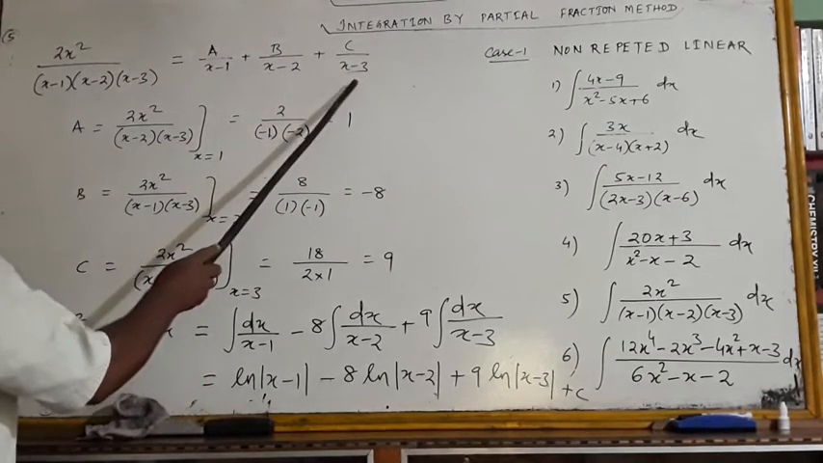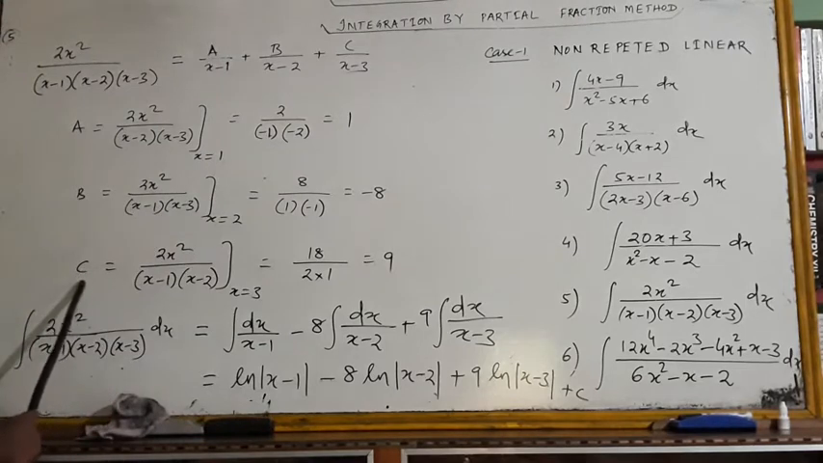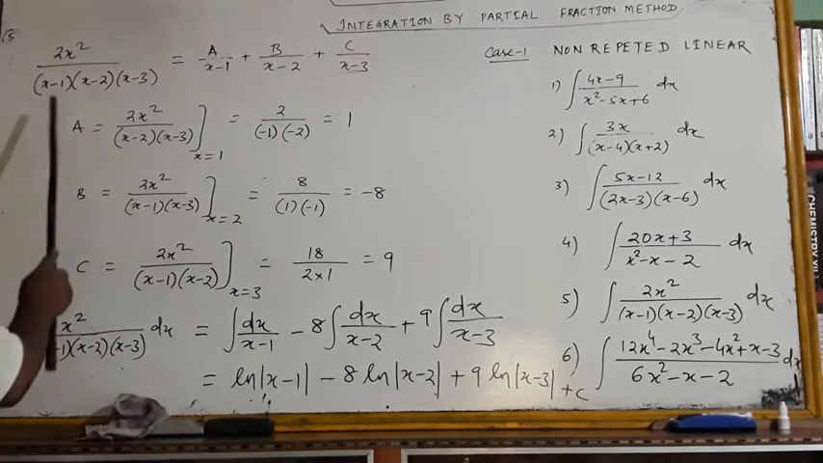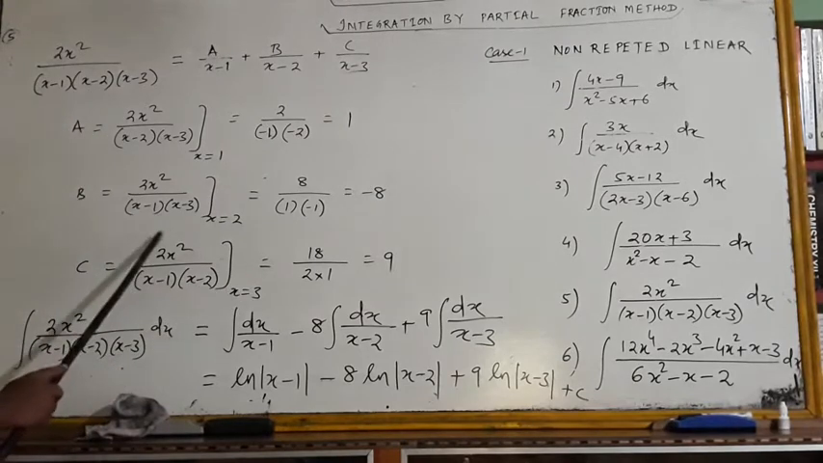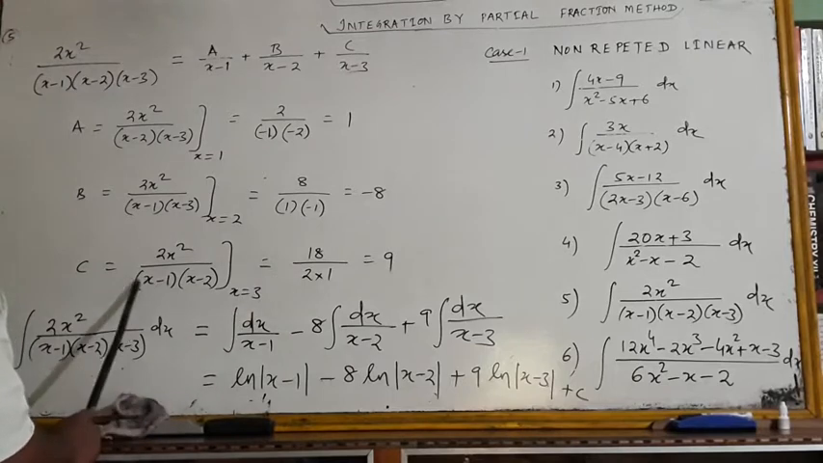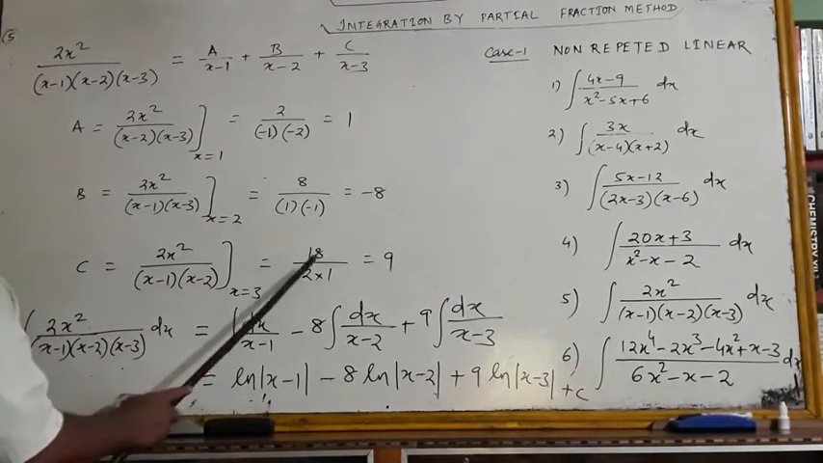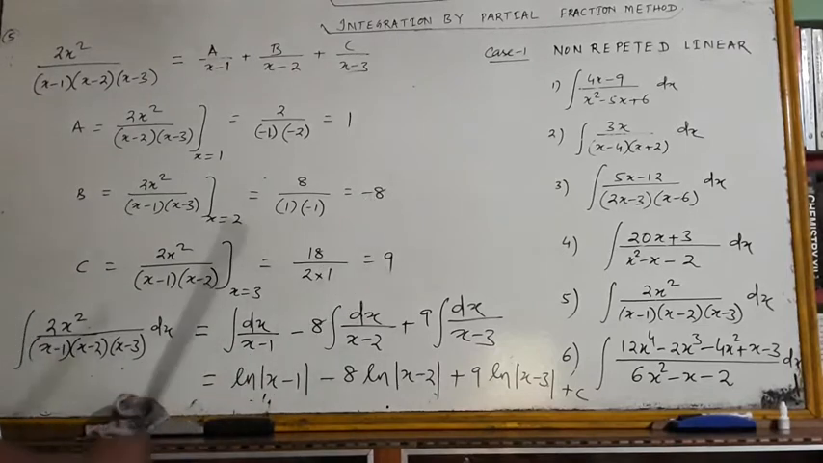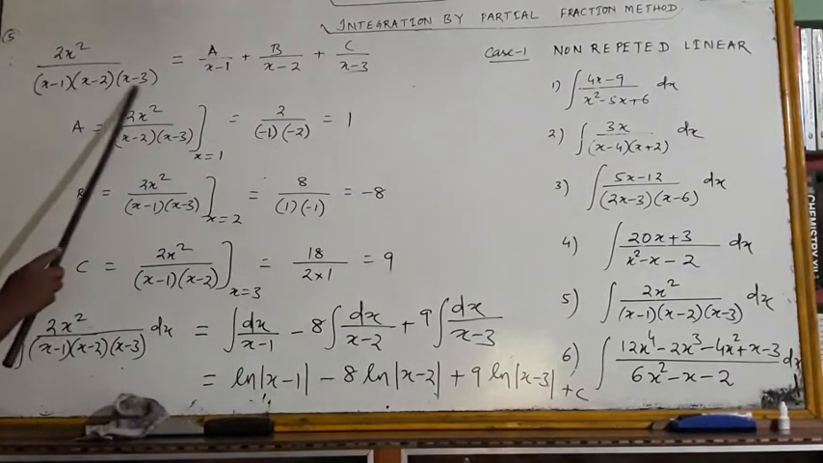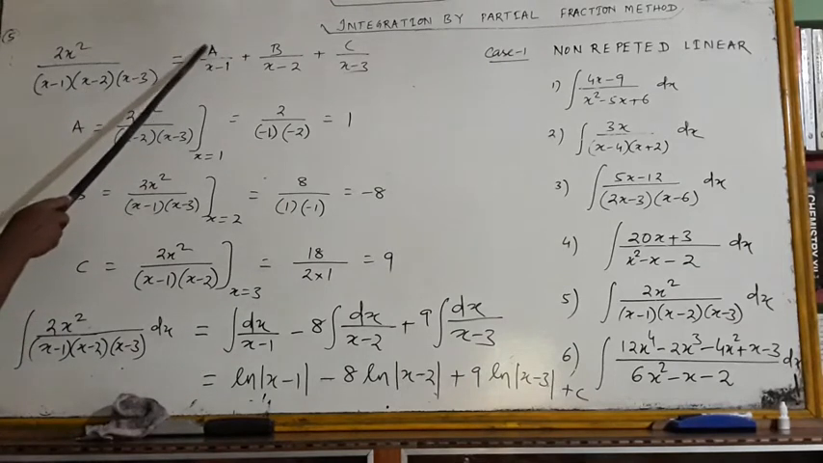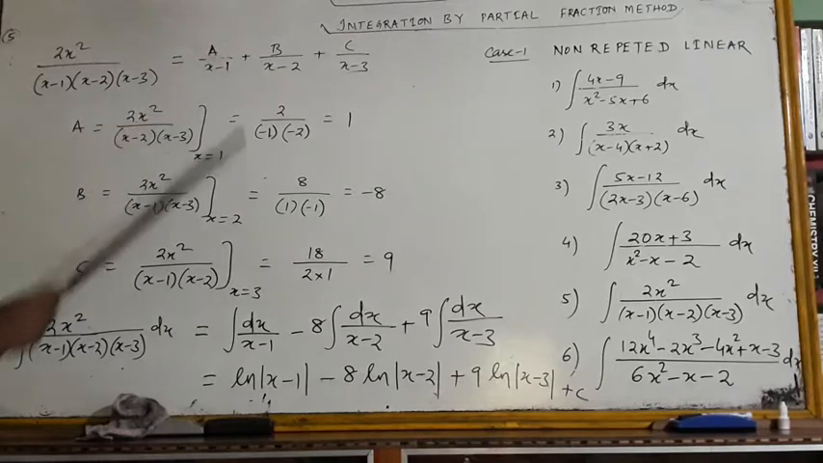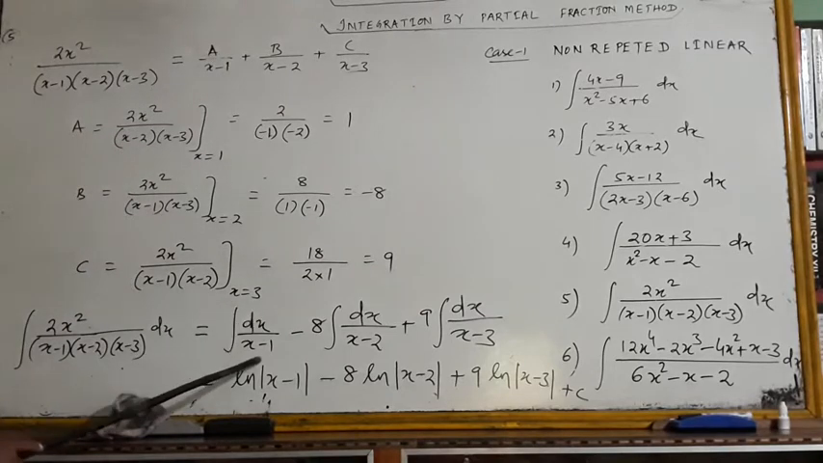The answer is minus 8. For c, what is the answer? C is equal to 2x square by x minus 1 into x minus 2. Put x is equal to 3. It becomes 18 by 3 minus 1 into 3 minus 2, that is 2 into 1, it becomes 9. Now the question is 2x square by x minus 1 into x minus 2 into x minus 3. The answer is dx by x minus 1, because it is 1 into dx. 1 into dx is dx. dx by x minus 1 integration.